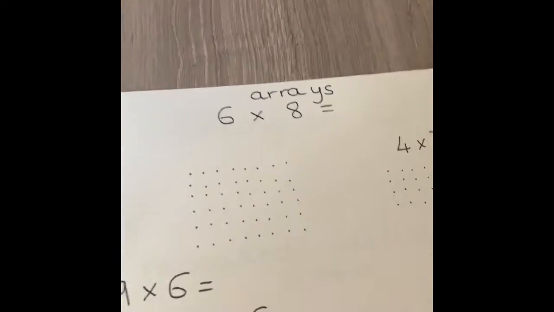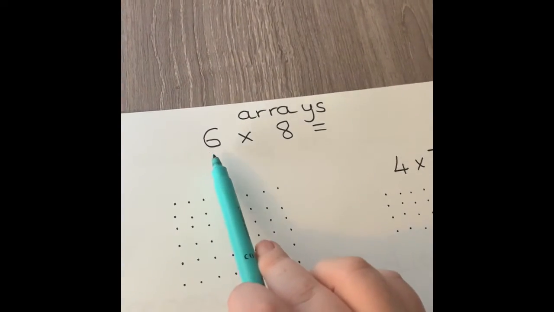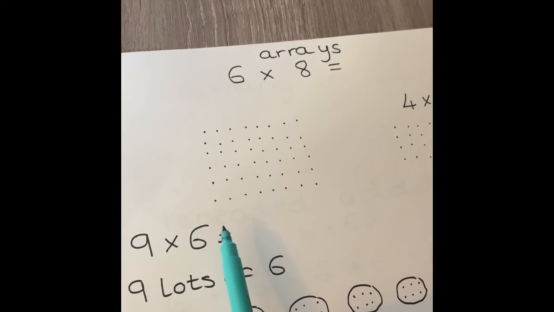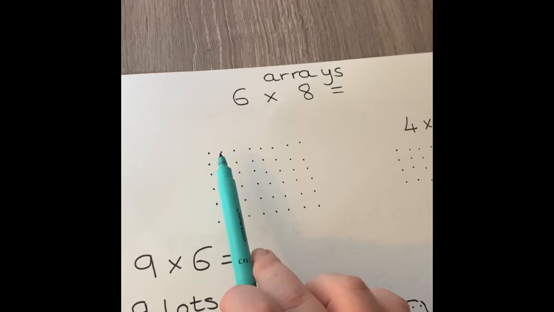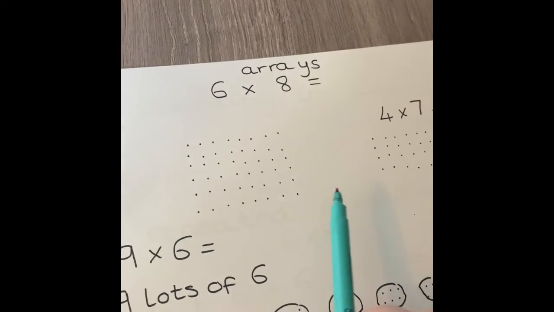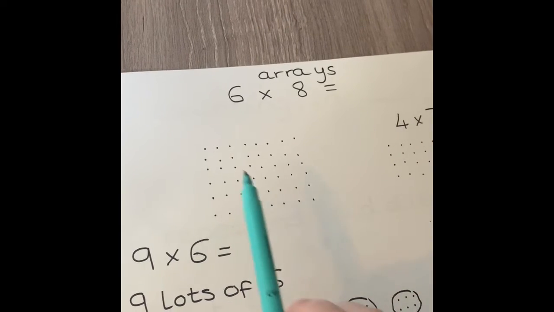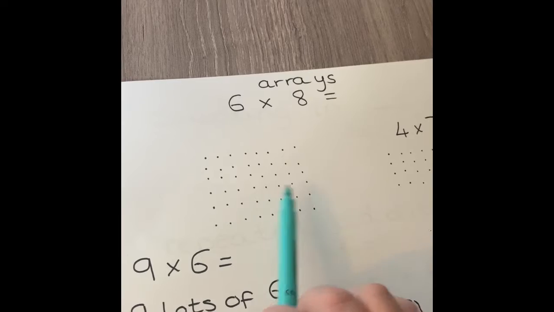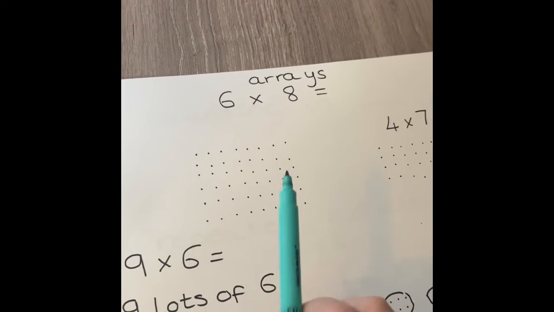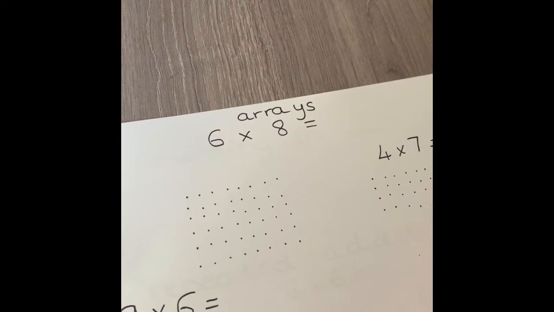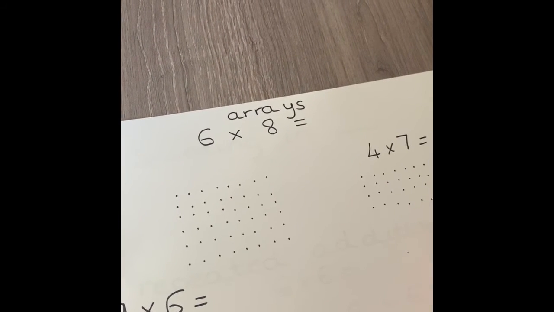We can also look at arrays to help us as well. So we've got 6 times 8. So I've done, going down the way, 6 dots, and then 8 dots going across the way. And I've repeated this 6 times. So then we can count the dots to get the answer. So I've got 8, add another 8, add another 8, add another 8, add another 8, add another 8. And I've counted that out, and I know the answer is 48.